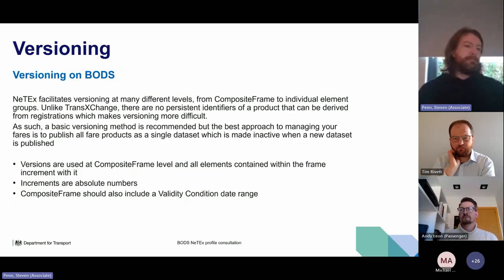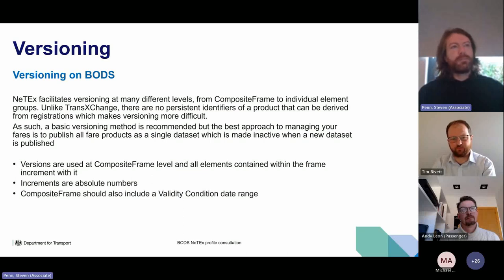Versioning, right? I think versioning is quite a difficult topic in NeTEx. NeTEx itself supports versioning at almost every level of an XML file, from the top level of a composite frame down to individual element groupings. That obviously creates quite a lot of potential for variance if it's allowed to be done in any way whatsoever. And unlike TransExchange, we don't have an easy way to create persistent identifiers for fare products, because of course fare products aren't regulated. We don't have anything that we can look back to in the same way we can for timetables, such as registrations, to create unique and persistent IDs. So it makes it considerably more difficult.